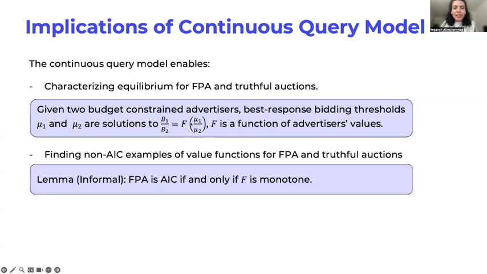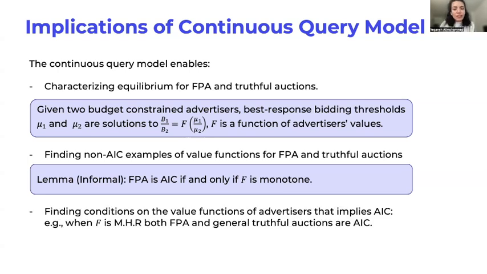Then there is a second part, which we show that when this function is monotone in terms of the bidding strategy of the advertisers, then the resulting auction is AIC. So to find an example of advertisers such that the resulting first price auction is not AIC, we should just play with this function f to make it non-monotone. And with that, we actually showed an example which makes the first price auction not AIC. But further, this monotonicity condition leads us to ways to define sufficient conditions for valuation functions that make the auction AIC. And a sufficient condition, for example, can be that f has a monotone hazard rate, which works for both first price and truthful auctions in general.